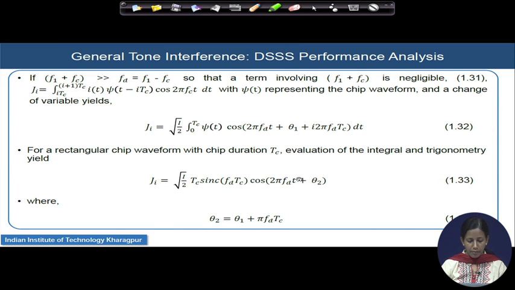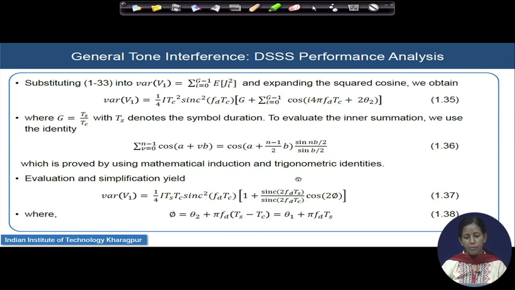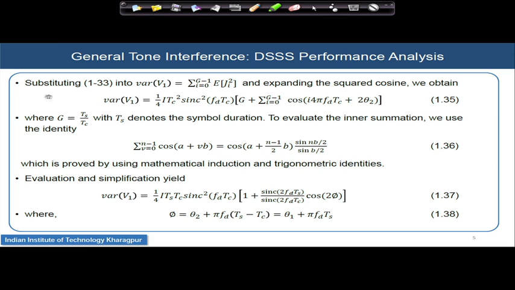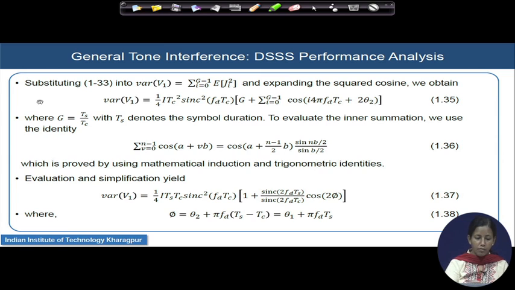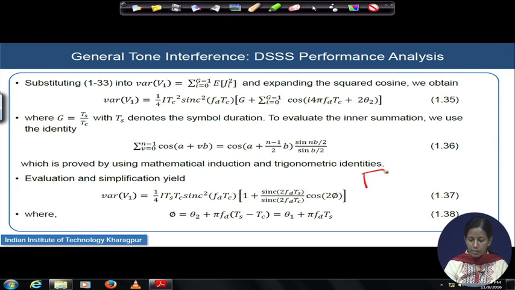In the next slide, we will be interested to compute the variance of this V 1. V 1 is the contribution, where V 1, if you recall, comes after the adder circuit. Z I was the input of the adder circuit, where we computed the J I part contributed by the jammers. Output of this adder network, there was a decision device.